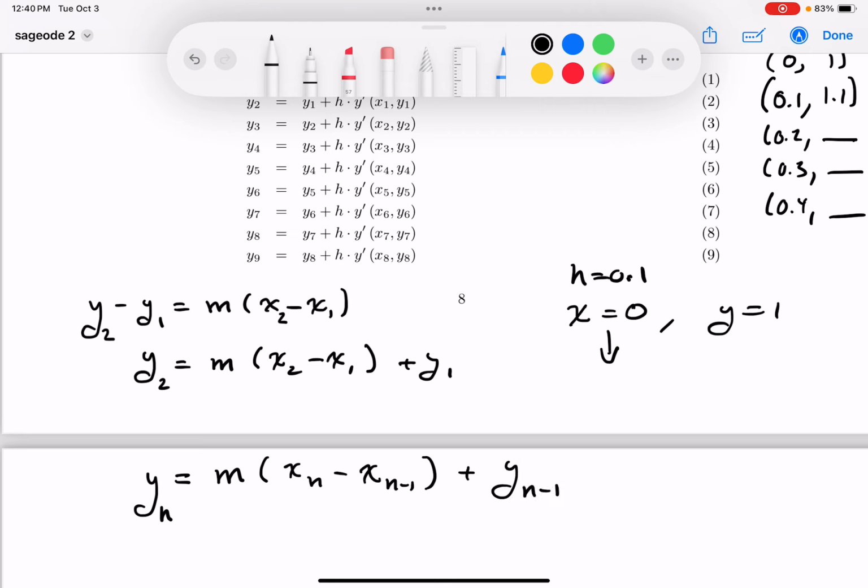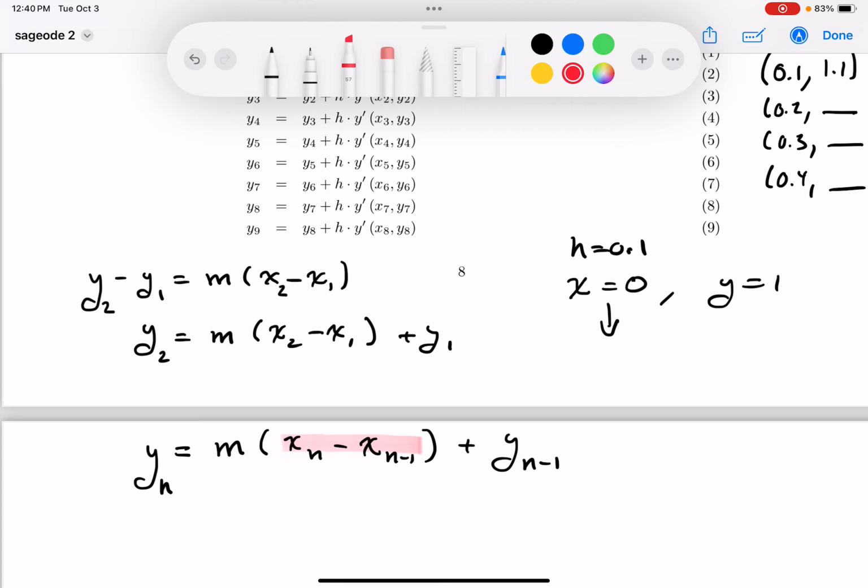Now, before I do anything, I want to point out that this thing over here is rather easy to compute. Why is that? That's just the change between the successive x's, and the change between the successive x's is always going to be h. So this over here is just h. So I'm going to write that down. So yn, let's worry about the m a little bit later, is going to be h plus yn minus 1.